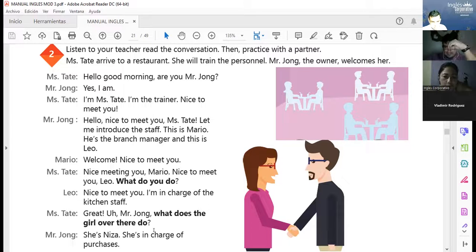Comandamos, teacher. Yes. Muy bien. Bastante bien. Solo reforzar la pronunciación de in charge of. In charge of. Exactly. In charge of. Una más sencilla, nos fuimos a equivocar. In charge of. También branch manager. Branch manager. Branch manager. Muy bien.